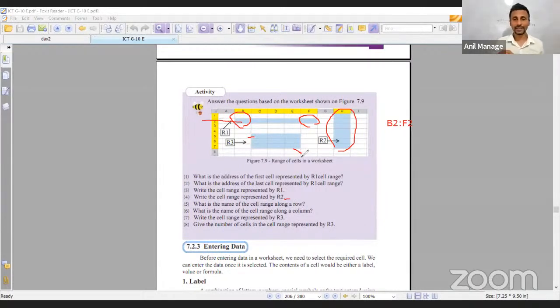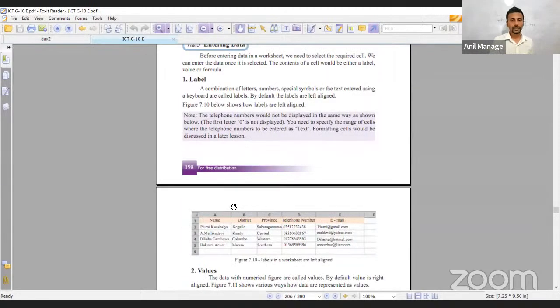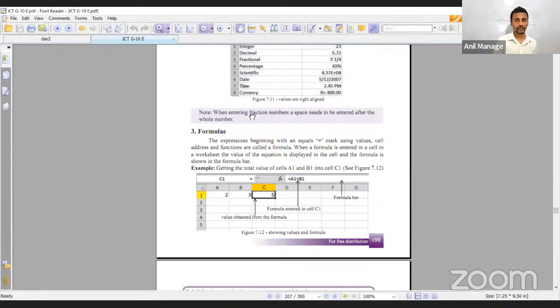Then give the number of cells in the cell range. So highlighted cell, 9 cells are there. So that is the one question you will be getting asked in the different cell range and all that.